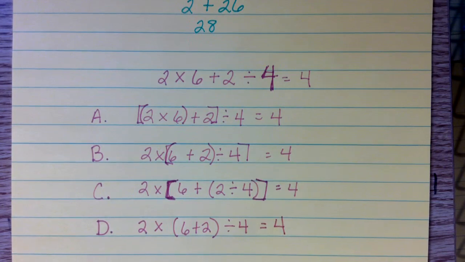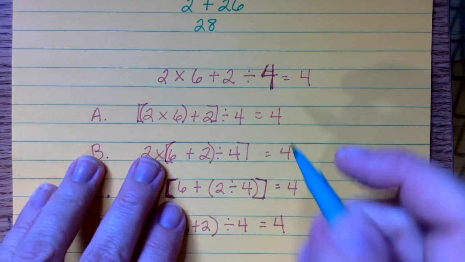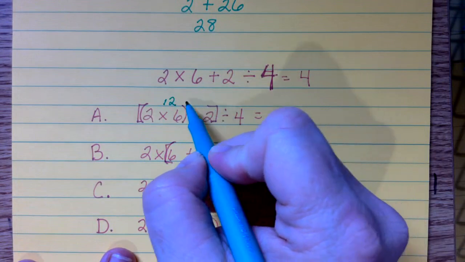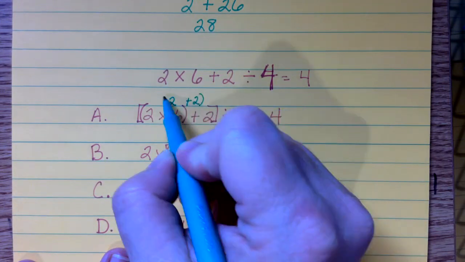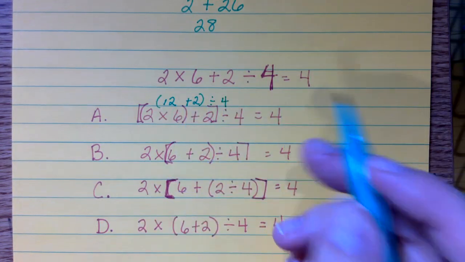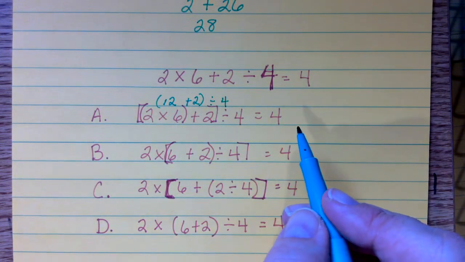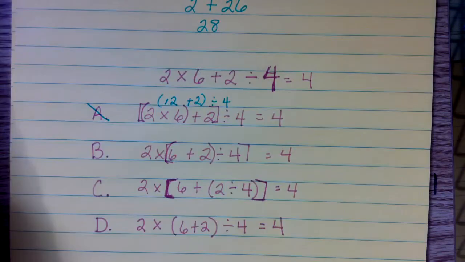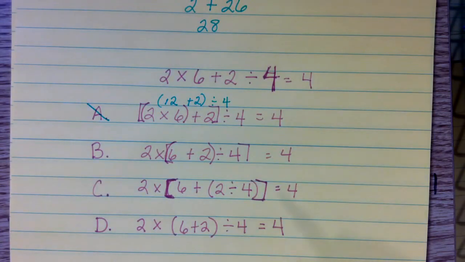All right, so let's take a look and see how this is going to work. If we do 2 times 6 first, that's 12 plus 2 divided by 4, all of that divided by 4. So that's going to be 14 divided by 4. Well, I know that I cannot evenly divide 14 by 4, so I know that answer choice A is not the right answer.